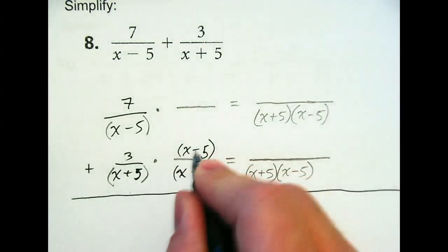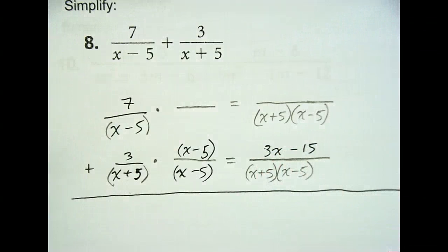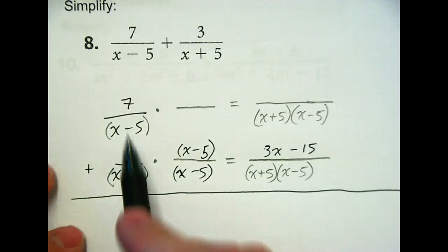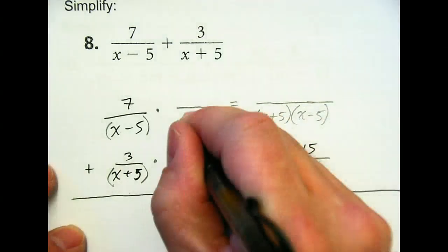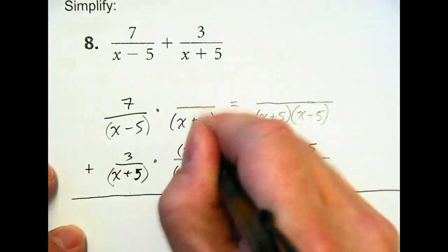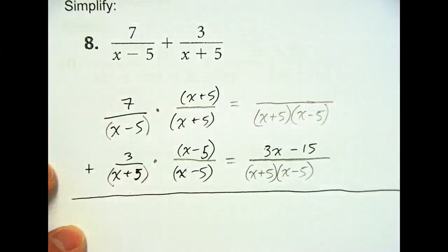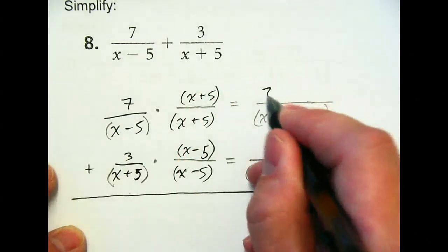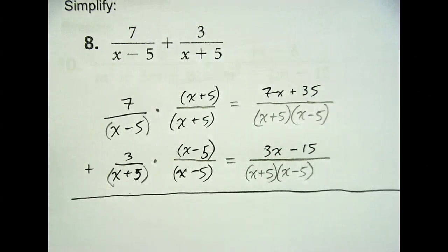So now we have 3 times x minus 5, or 3x minus 15. Now I multiply it out on the way over. I distribute it if I can, and I'll show you why in a minute. It saves us a little time. And x minus 5 times what gives us x plus 5, x minus 5? x plus 5. And x plus 5 on top. That gives us 1 there, right? So our numerator here is 7x plus 35. How are we doing?